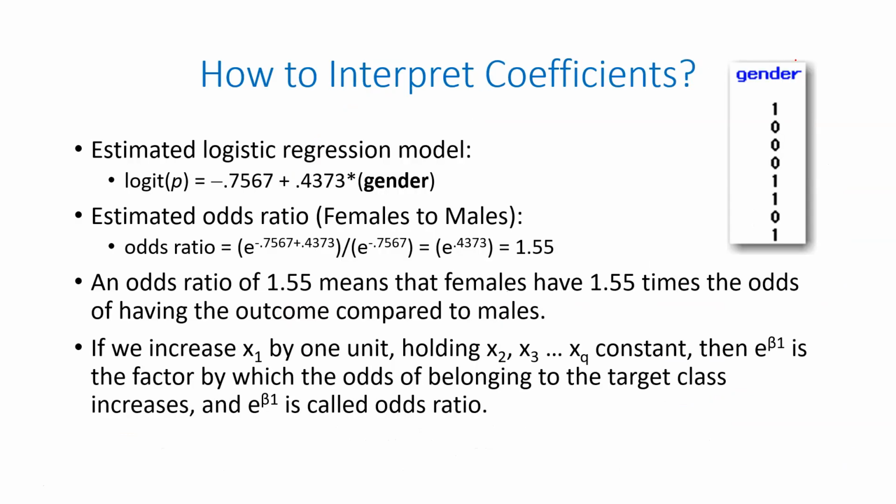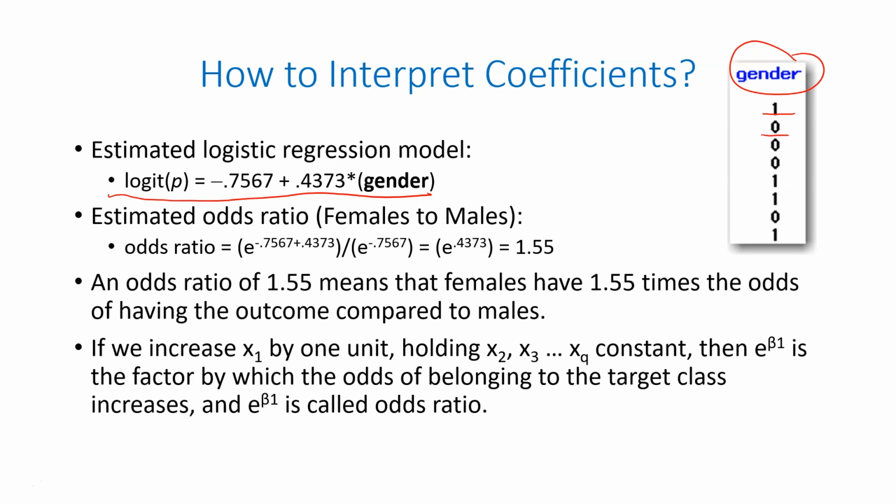Well, let's look at another simple example. In this case, we only have one predictor variable, gender, in the logistic regression function. And gender is a categorical variable. If the person is female, then gender equals 1. For someone who is not female, the gender equals 0.